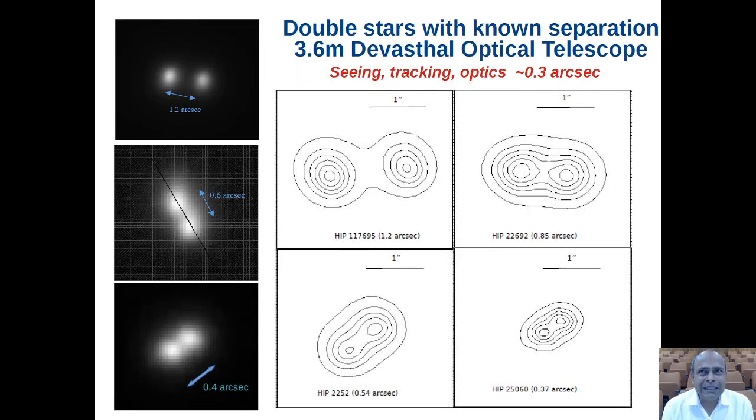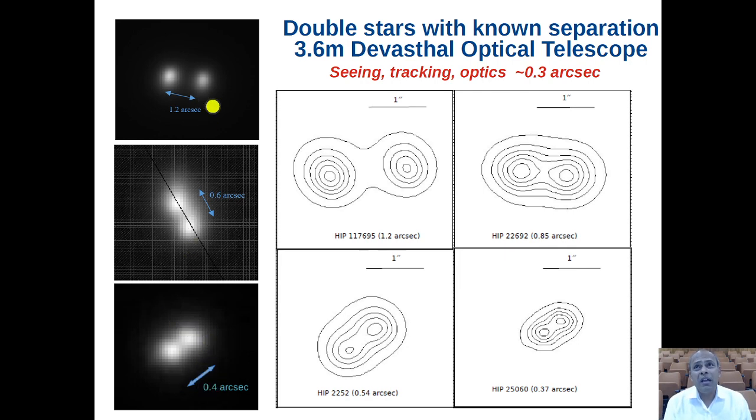Now this is one slide where some known double stars with known separation we have imaged with a 3.6 meter optical telescope at Devasthal site in India. So you can see here there are 3 images. These two images of stars are very well separated. They are separated by 1.2 arc second. Here there are again two stars, separated by 0.6 arc second. And here there are two stars separated by 0.4 arc second.